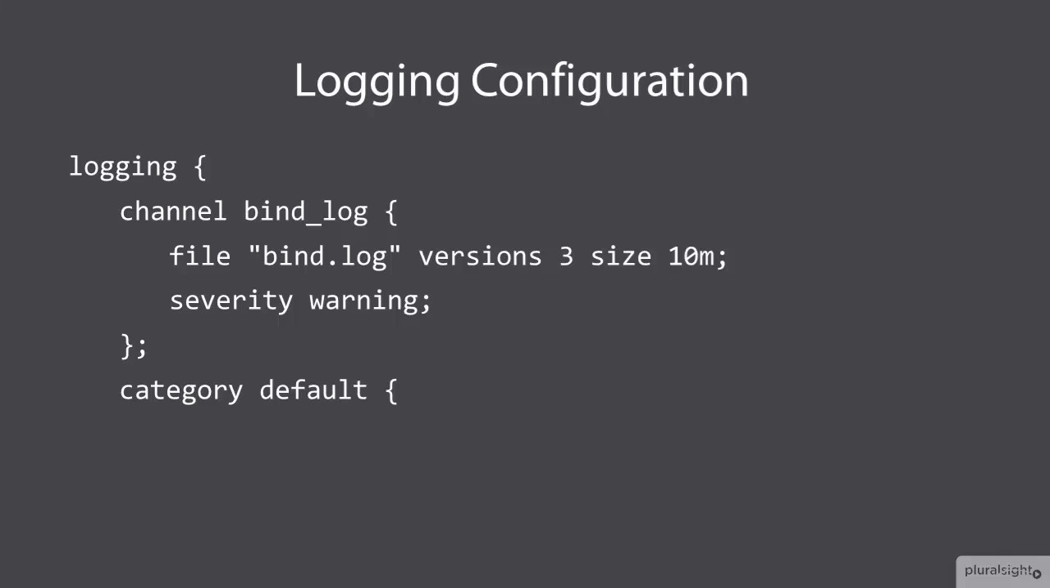We then create a category, and we're just saying default. So this is going to capture everything and send it through then to the channel for filtering. We're sending everything then through to the bind log. We could set different categories, and these categories could be for queries, they could be from the server, could be client requests. We're closing this off. So we're just using the default category, and everything from the default category we're sending through then to the channel bind log. That channel then does our filtering.